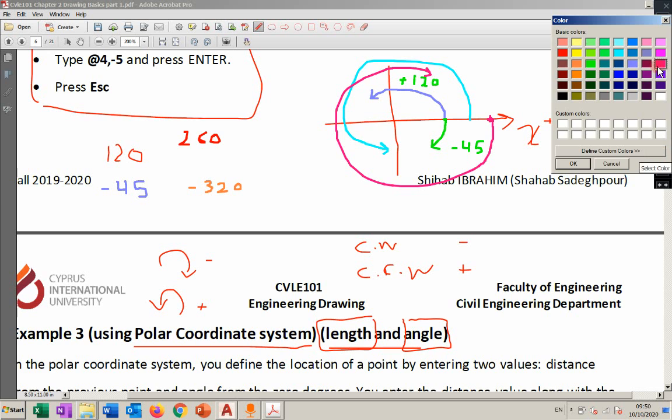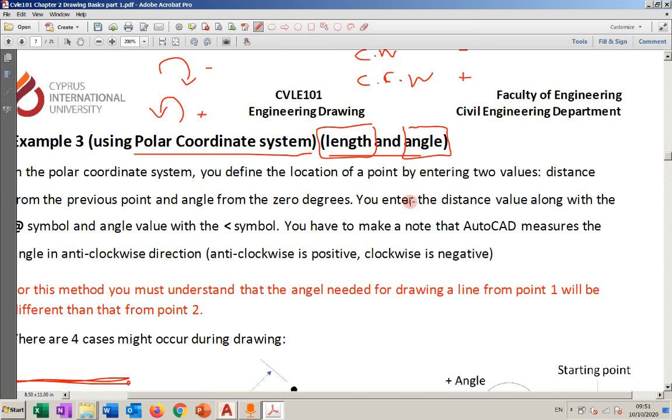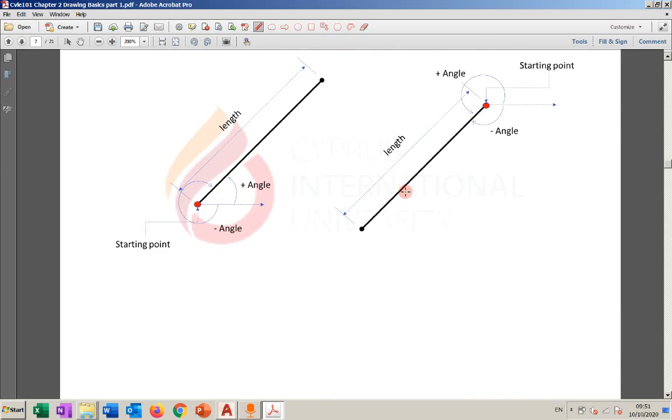Remember, it's very important to remember that AutoCAD always starts with the positive x-axis to measure the angle. This is the second and the most important information that you need to know before using polar coordinate system, that AutoCAD measures angle from the positive x-axis. Now, with these two pieces of information, we'll be able to set up a system for ourselves in order to draw a line in AutoCAD.